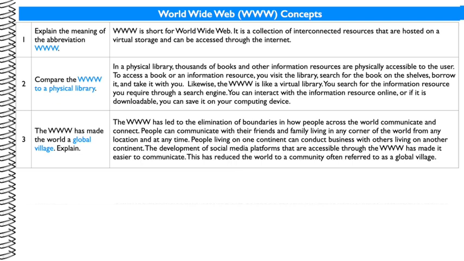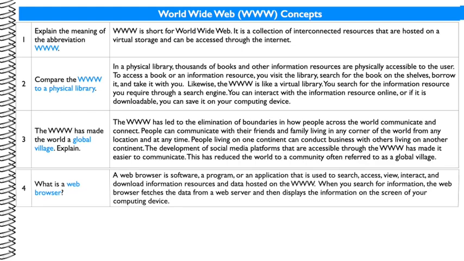Explain. The www has led to the elimination of boundaries in how people across the world communicate and connect. People can communicate with their friends and family living in any corner of the world from any location and at any time. People living on one continent can conduct business with others living on another continent. The development of social media platforms that are accessible through the World Wide Web has made it easier to communicate. This has reduced the world to a community often referred to as a global village.